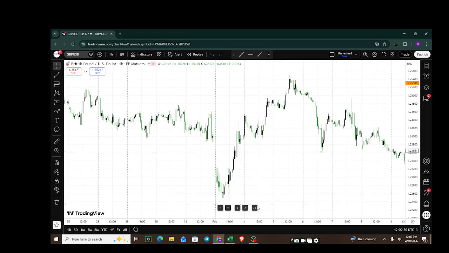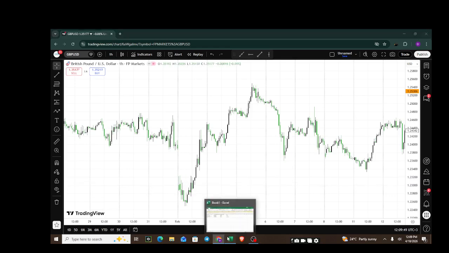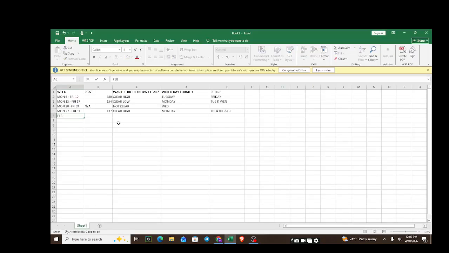So this was an example. Now we are jumping into Monday, February 3rd. So you can see price opened with a very clean buy. We went all the way and formed the high of the week on Wednesday. So between February 3rd to February 7th, clear high.